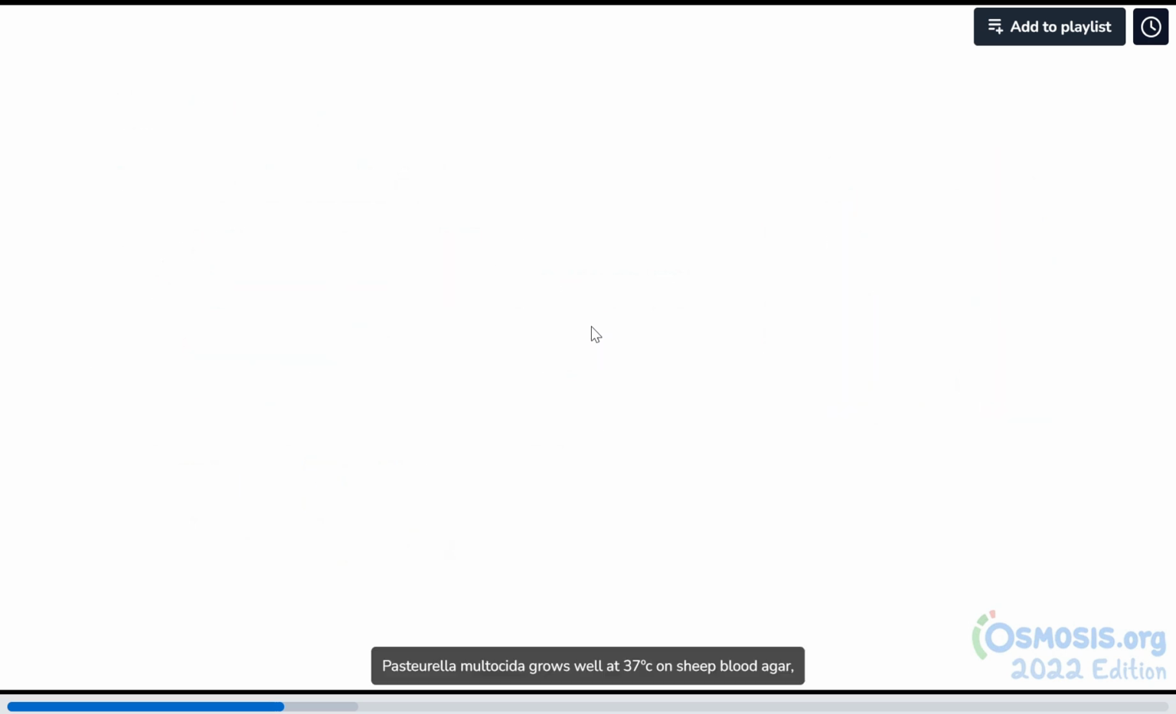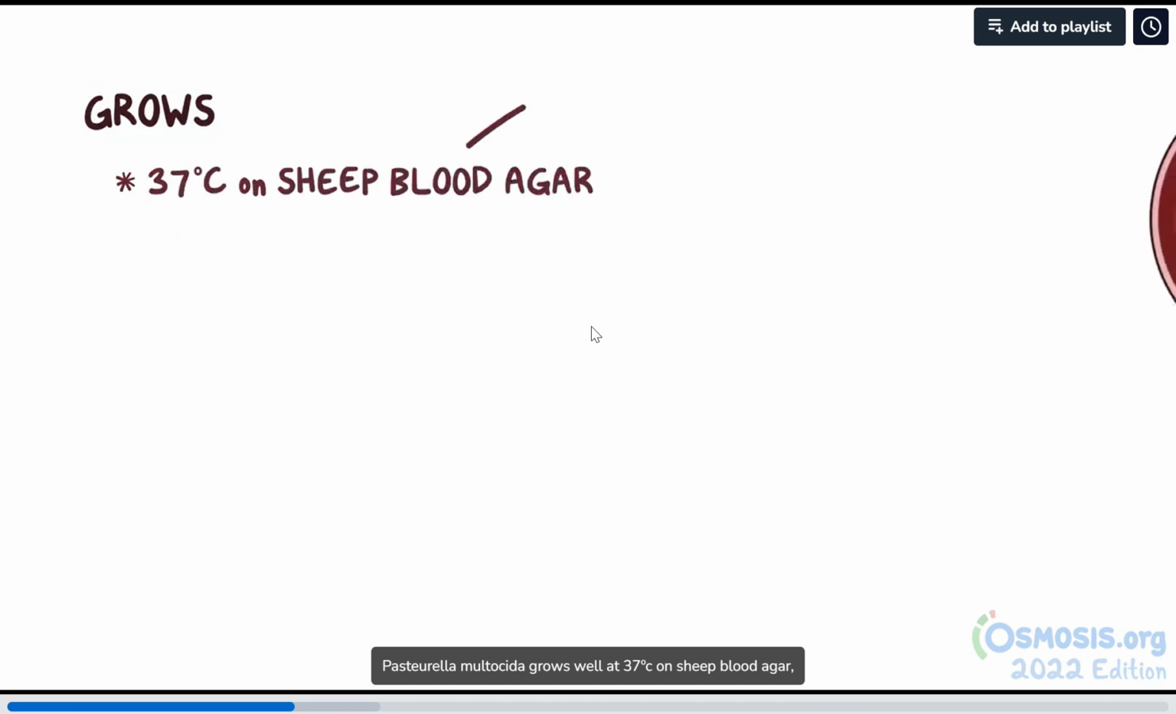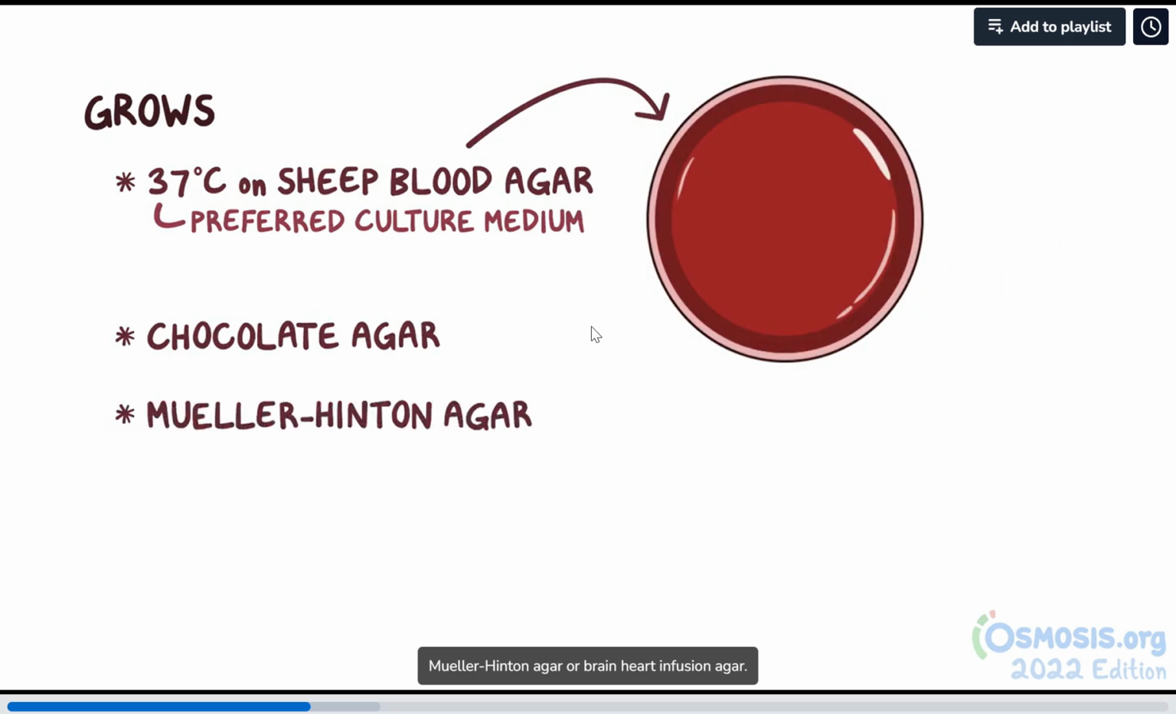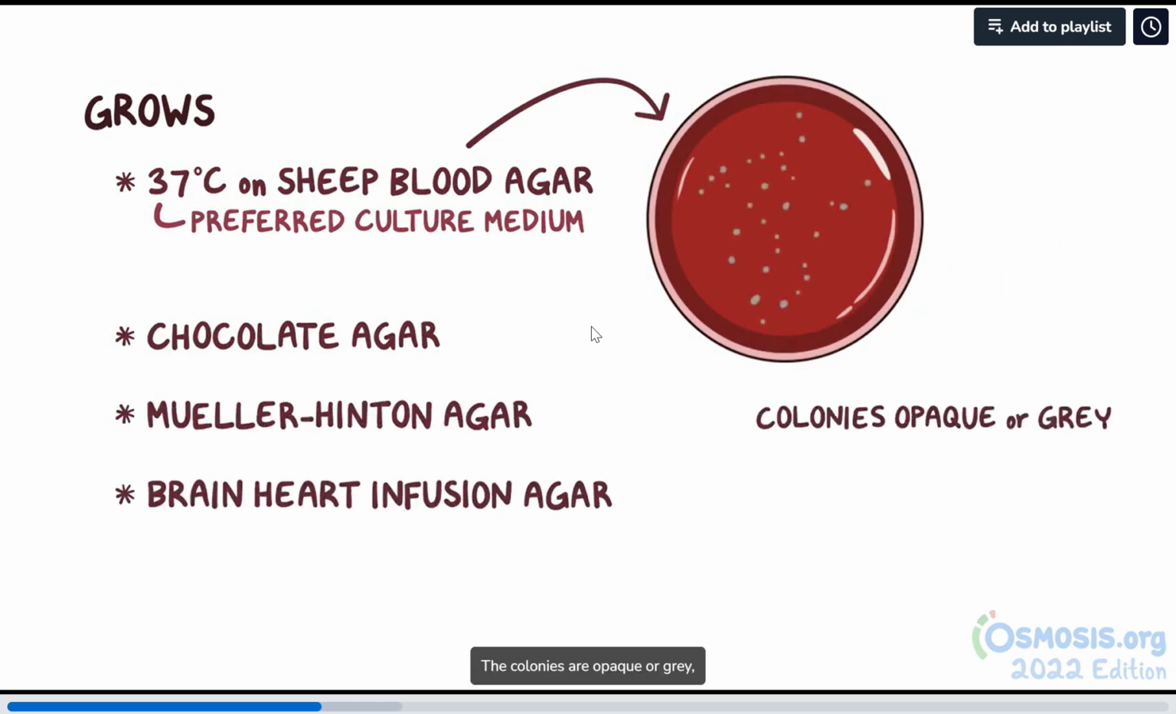Finally, Pasteurella multocida grows well at 37 degrees Celsius on sheep blood agar, which is the preferred culture medium, but it can also grow on chocolate agar, Mueller-Hinton agar, or brain-heart infusion agar. The colonies are opaque or gray, and small. They're only about 1 to 2 millimeters in diameter each.